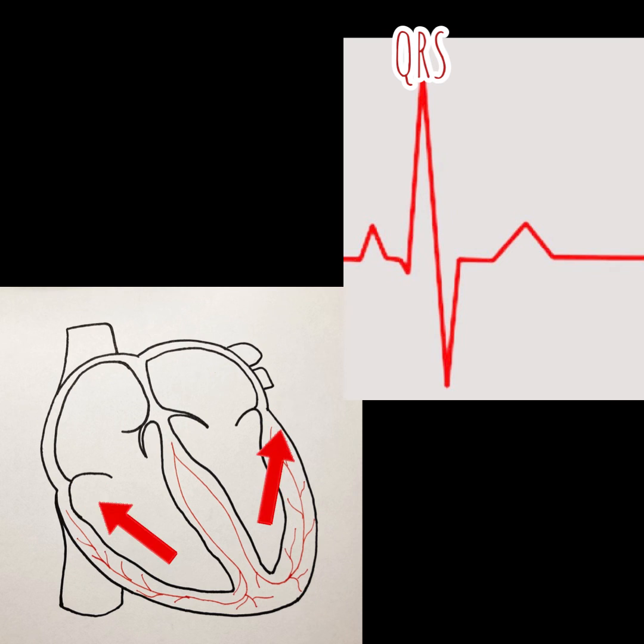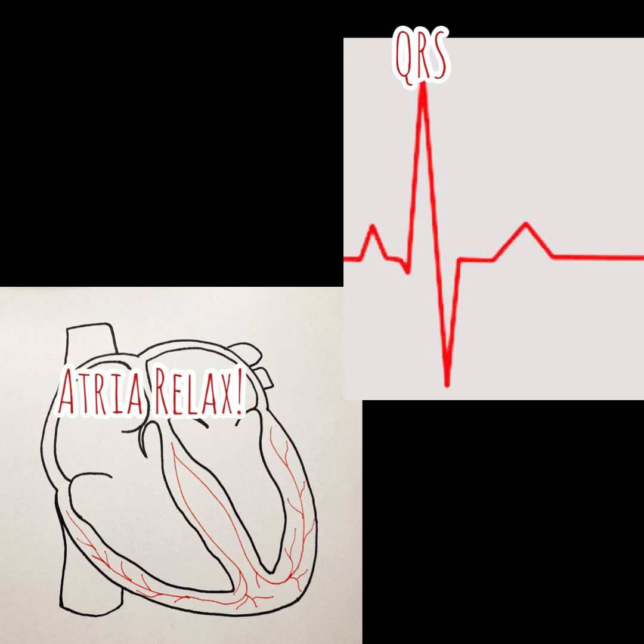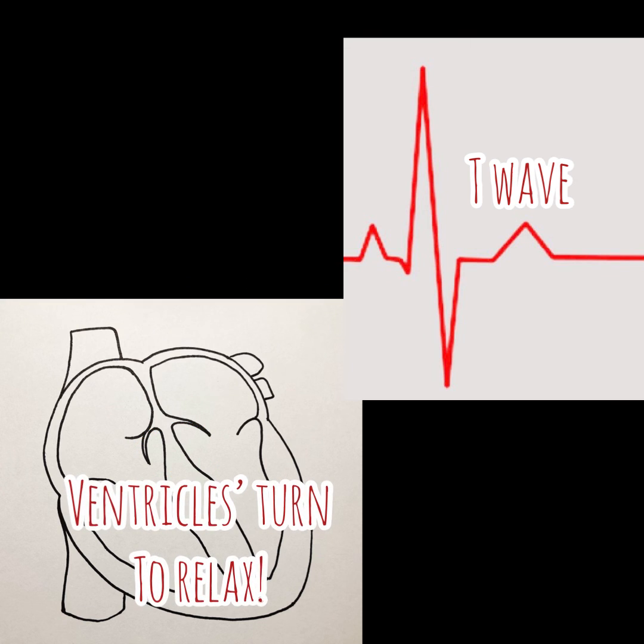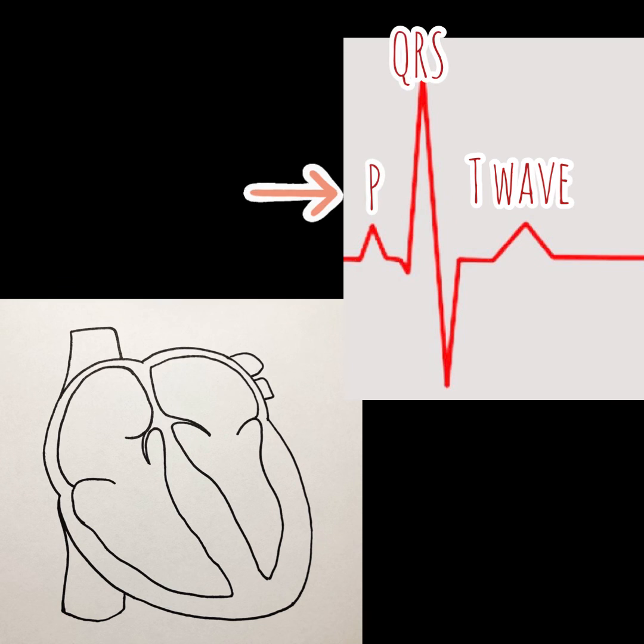As this is happening, diastole, or relaxation of the atria, is occurring, which leads to the third wave, known as the T wave. At this time, the signal goes away and causes the ventricles to relax, or ventricular diastole, and then prepare for the cycle to begin again. I hope this demonstration gives you a better understanding of the cardiac conduction system and its connection to the EKG.